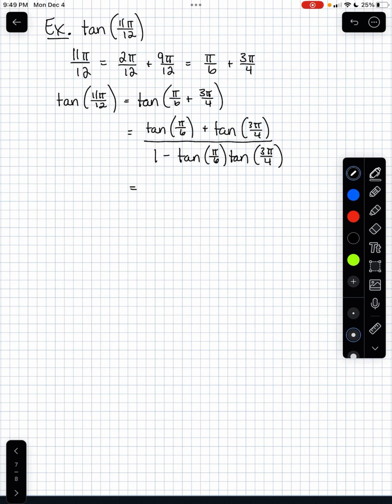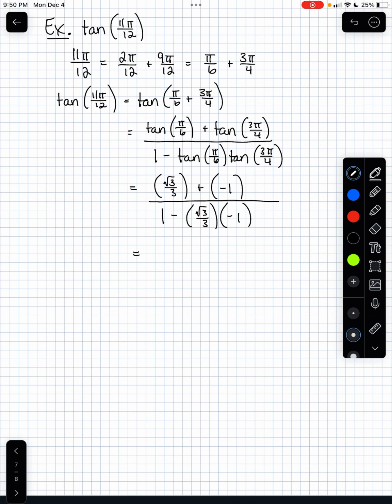So tangent of pi over 6 is the square root of 3 over 3. Tangent of 3 pi over 4 is negative 1. In the denominator, we have 1 minus the tangent of pi over 6 again, which is root 3 over 3, times the tangent of 3 pi over 4, which is, again, negative 1. So from here, it's just a matter of arithmetic.